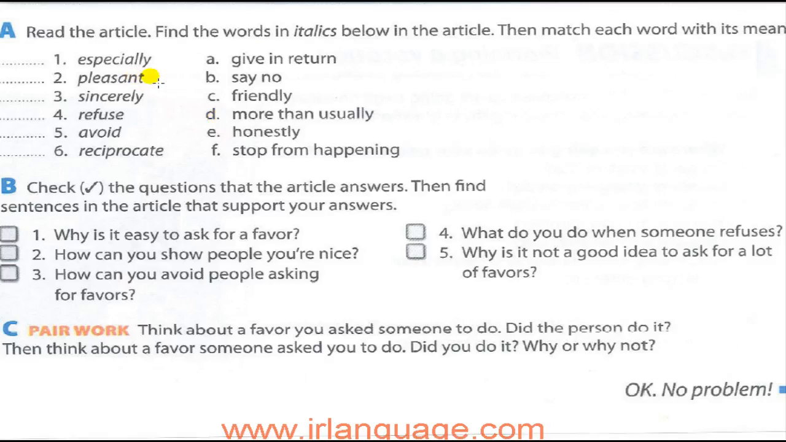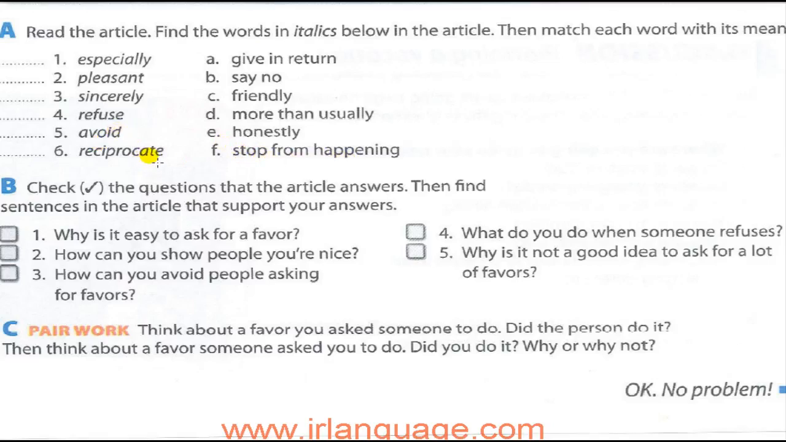Pleasant. When someone is pleasant, it means friendly. Try to be pleasant, try to be friendly. Number 2, C. Number 3, sincerely, honestly, E. Refuse. When you refuse something, you say no. Number 4, B. Number 5, avoid. F, stop from happening.